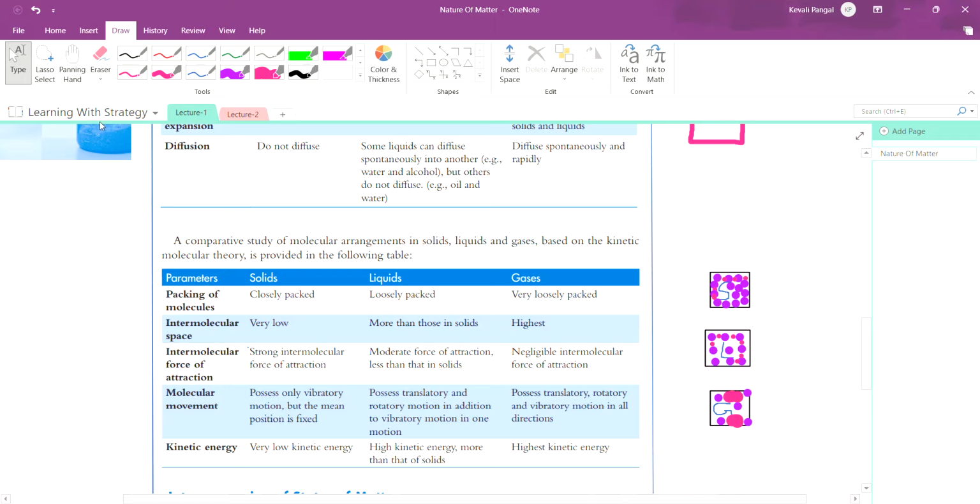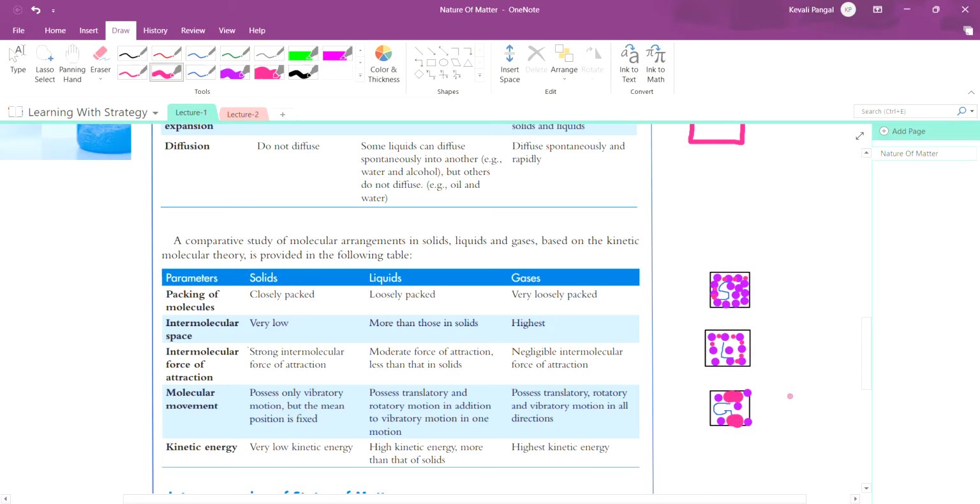Now let us see. So in solids they are closely packed, in liquids they are loosely packed, and in gases they are very loosely packed. Intermolecular spaces, there is very low intermolecular space here, you can see. In liquids it's more than in solids, and in gases it's the highest. You can see pink refers to the intermolecular space.